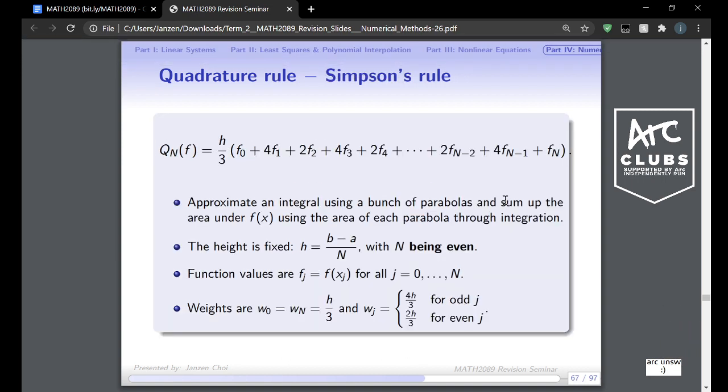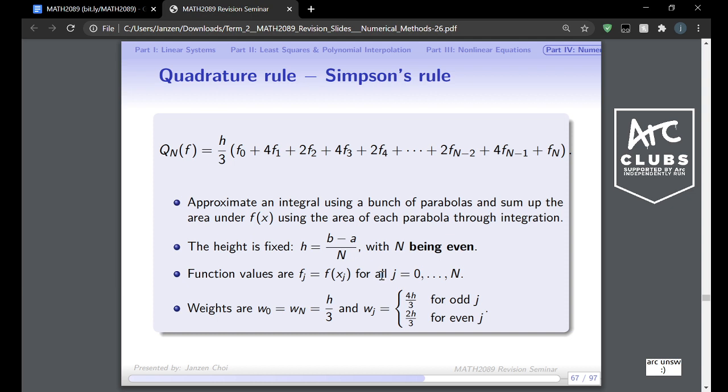Simpson's rule approximates the integral using a series of parabolas and sums the area underneath the parabolas. Since the rule approximates integrals using parabolas, if the function that you're trying to approximate is a parabola, then the approximation would be very accurate. On the interval a and b, the height or step size will be defined as such, which is the same as the trapezoidal rule. And again, to get the xj values, we split the interval a to b into n plus 1 separate points, inclusive of the values of a and b.